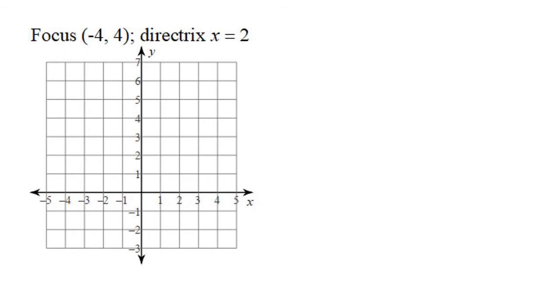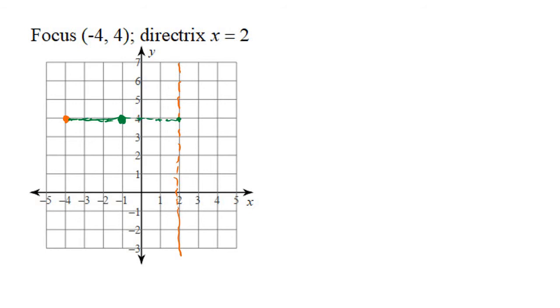Here is another parabola. The directrix is at x equals 2, so we draw the vertical line x equals 2, and the focus is at (-4, 4). We follow the same procedure: draw a perpendicular line from the focus to the directrix, and then count how many spaces there are. There will be 1, 2, 3, 4, 5, 6. So the vertex will be located between them, midway.